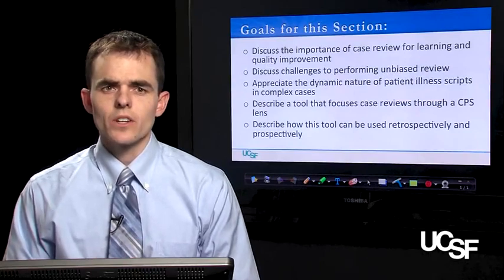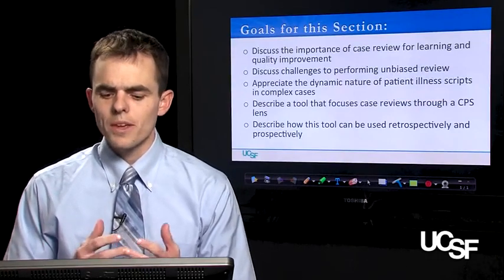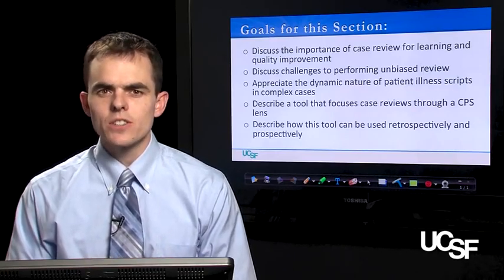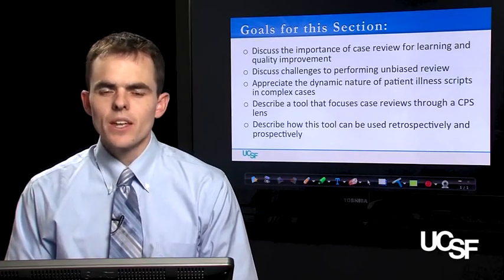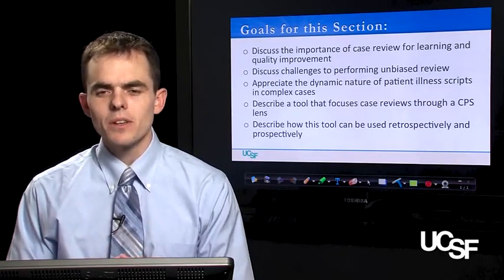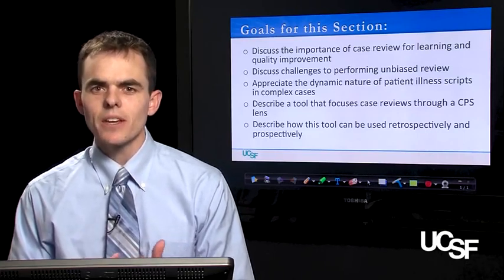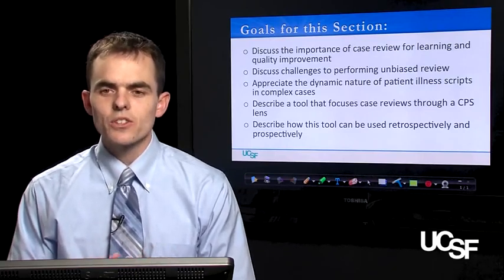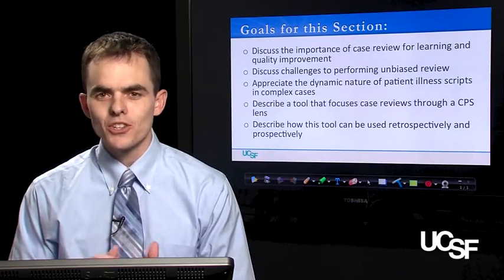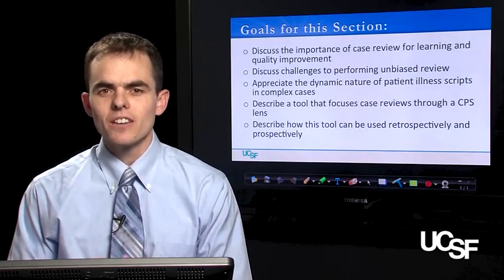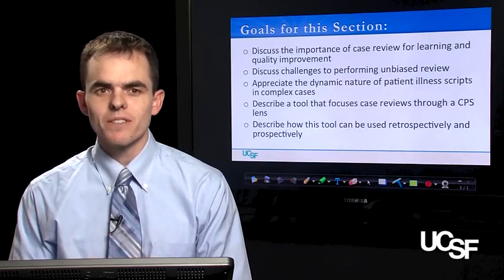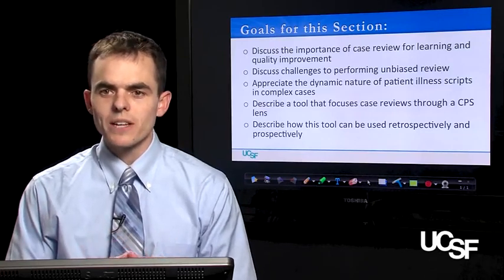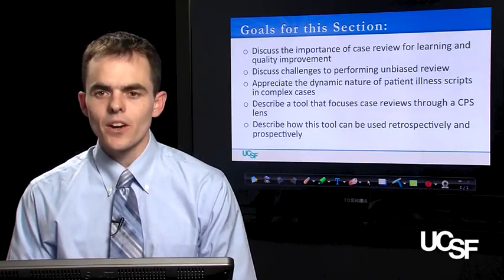So the goals for this section are, I want to start out by talking about the importance of case review for learning and quality improvement in medicine. I want to discuss the challenges of performing an unbiased review, and then I want to spend a little bit of time appreciating how complicated and how dynamic real patient illness scripts are in real life, especially in complex cases. We'll then describe the problem mapping, and I'll show you how that works. And really this is focusing cases through a clinical problem-solving lens. And then finally, we'll see where we can use this problem mapping not only retrospectively, but potentially prospectively in clinical care and quality improvement.